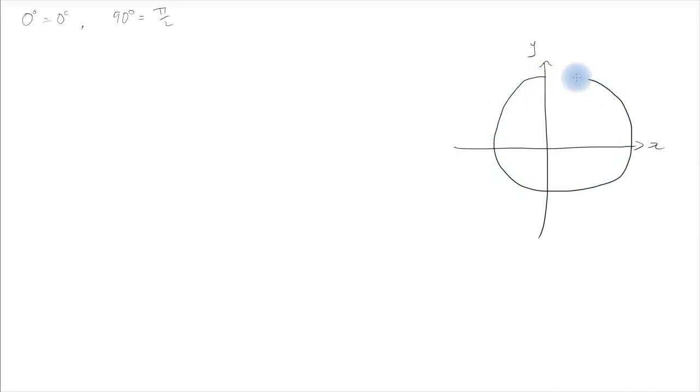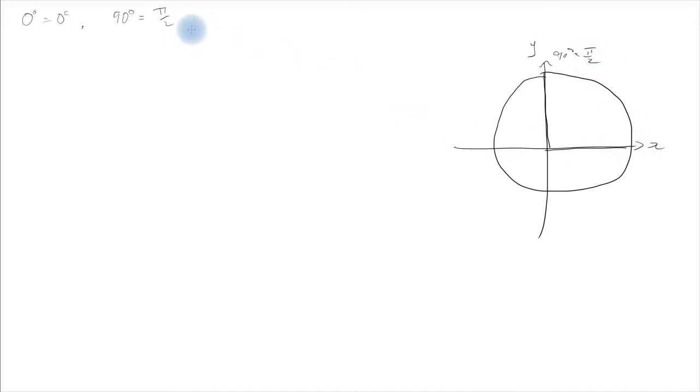So actually, let me just draw x, y. Let me draw these angles for you. So I'll put a circle here. So our angles, 0 degrees is obviously just flat out this way. 90 degrees is directly up. That's a 90 degree angle. So this is 90 degrees equals pi on 2.